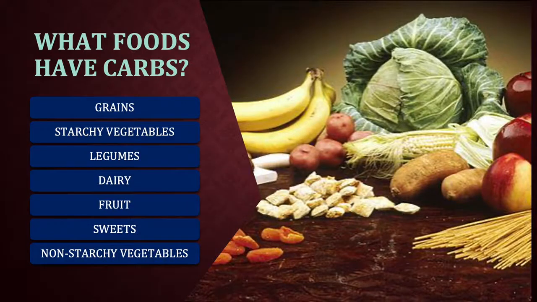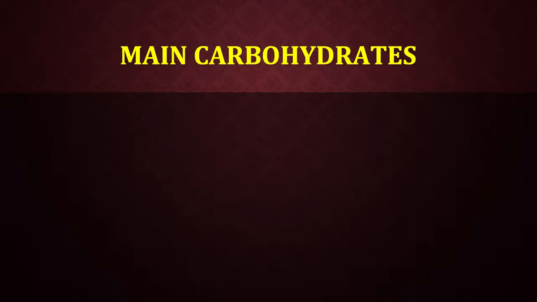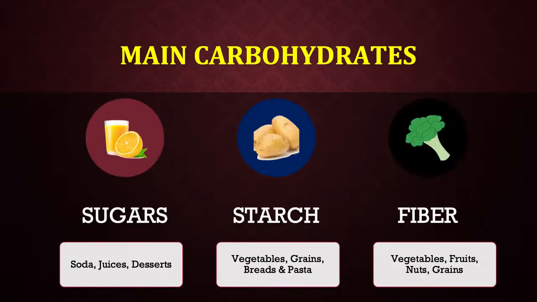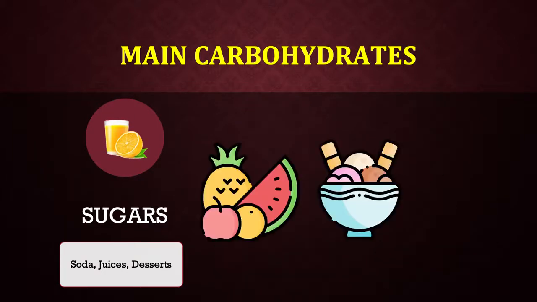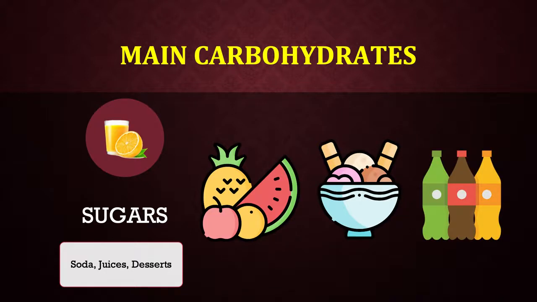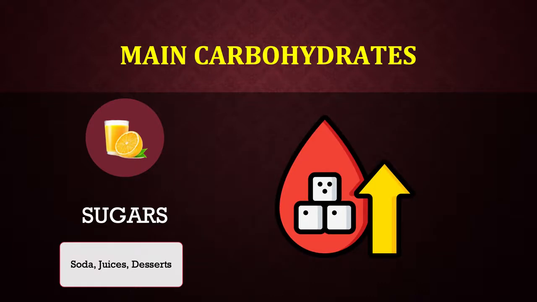As you can see here, carbohydrates come from a variety of foods. There are three different types of food that provide carbohydrates: sugars, starch, and fiber. Foods in the sugar category include different fruits, desserts, soda, juice, and candy. You may notice that these foods taste good, but they cause blood sugar to rise very fast.